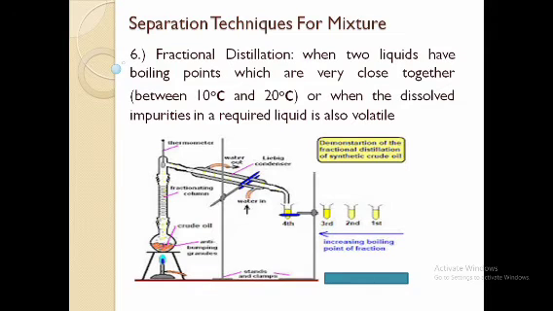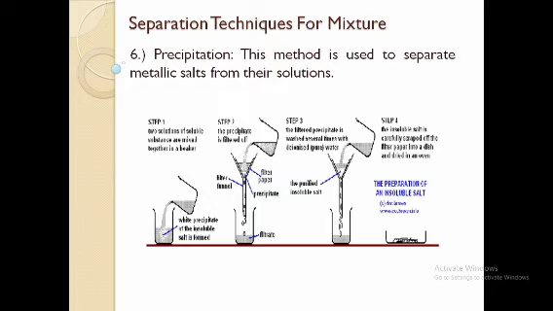Now let's look at precipitation. This method is used to separate metallic salts from their solution. That is, the ions are mostly what? Concerned. So in precipitation we are looking at the ions. Precipitation as a method uses the differences in solubilities of solids in different solvents.